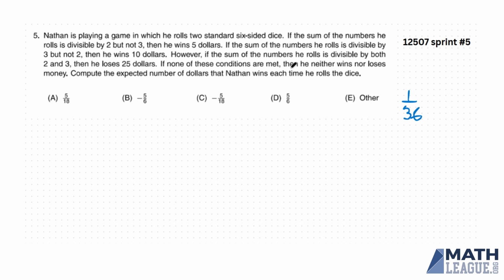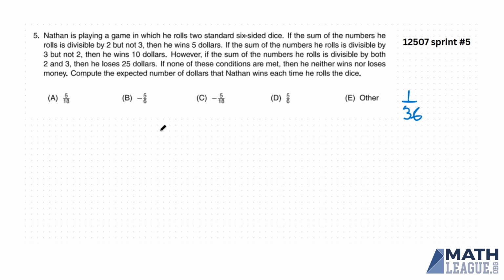Now let's go ahead and split this into casework based on the conditions of him winning or losing money. He's going to win $5 if the sum of the numbers he rolls is divisible by 2 but not 3, which means that he's going to win $5 if he rolls a 2, 4, 8, or 10. He'll win $10 if the number is divisible by 3 but not 2, which means that he'll win $10 if he rolls a sum of 3 or 9.